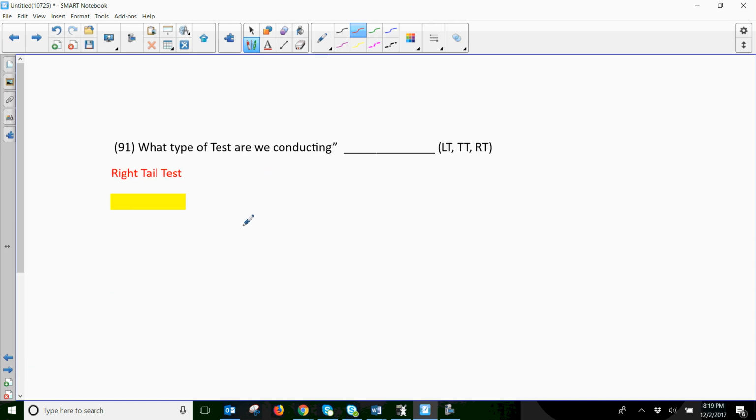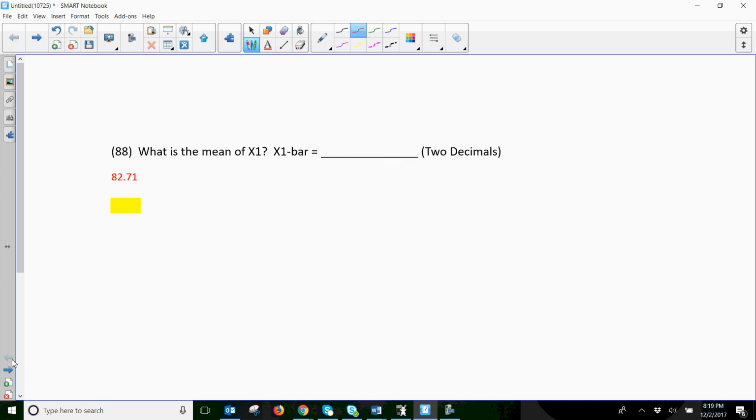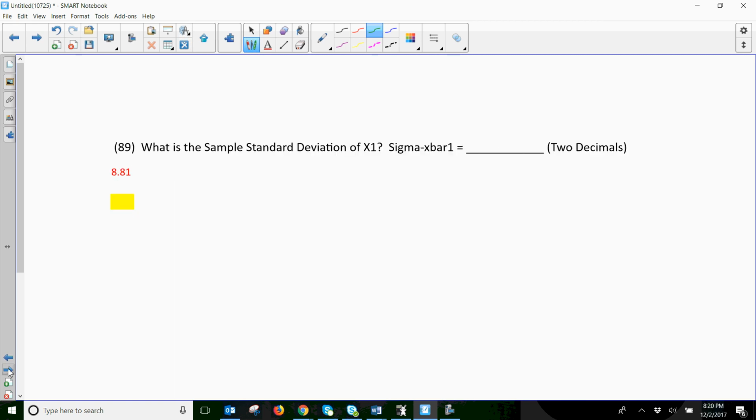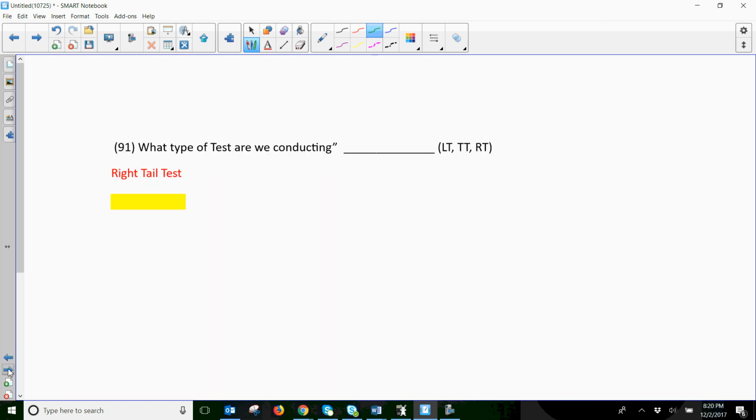Now, it says, what type of test are we conducting? So if we go back to our null hypothesis, it says mu is equal to 80. So this is our null hypothesis here. So our alternate hypothesis is going to be that mu is greater than 80. And notice that the greater than is pointing to the right. So therefore, this is going to be a right tail test.